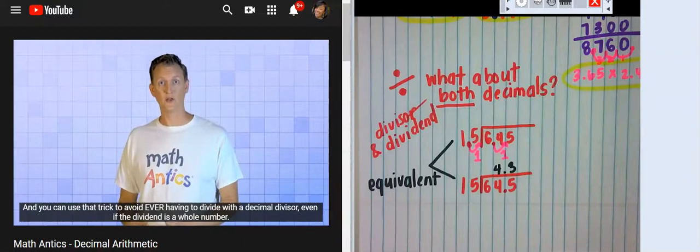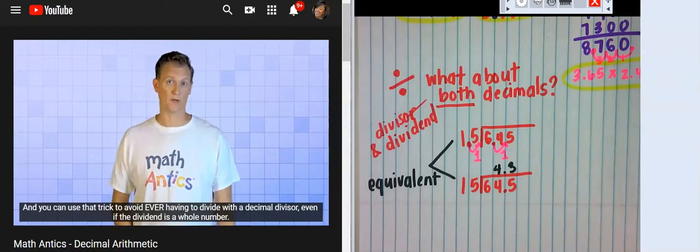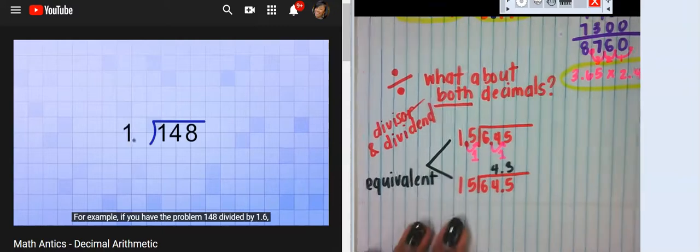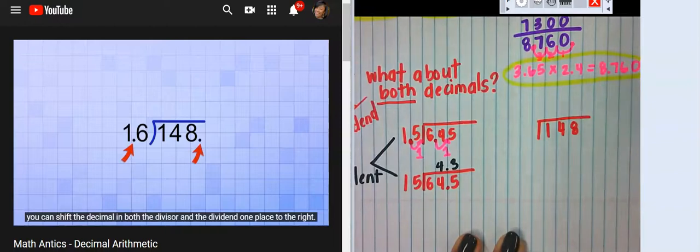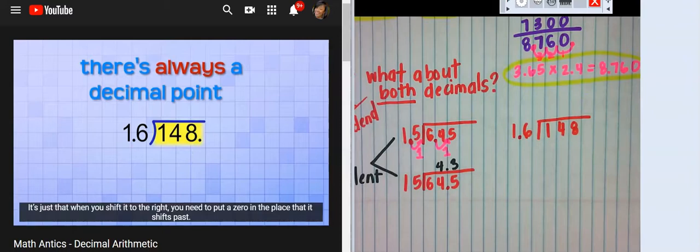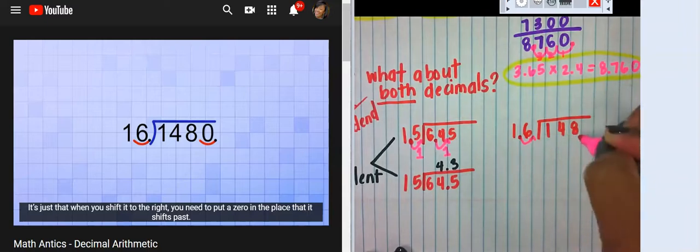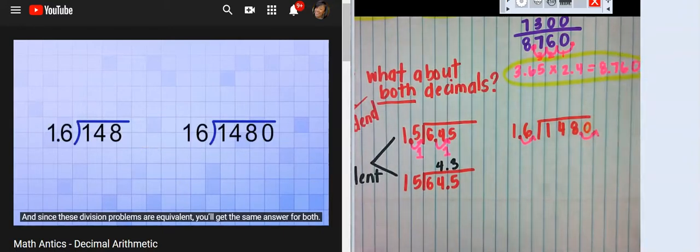And you can use that trick to avoid ever having to divide with the decimal divisor, even if the dividend is a whole number. For example, if you have the problem 148 divided by 1.6, you can shift the decimal in both the divisor and the dividend one place to the right. Remember, there's always a decimal point even in a whole number. It's just that when you shift it to the right, you need to put a 0 in the place that it shifts past. That gives you the equivalent division problem, 1,480 divided by 16. And since these division problems are equivalent, you'll get the same answer for both.